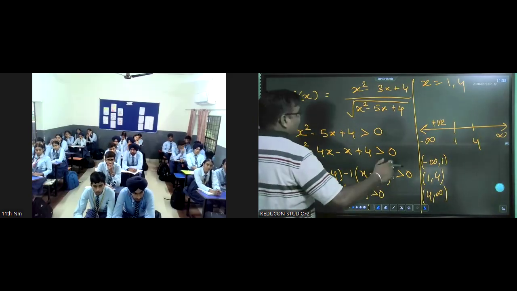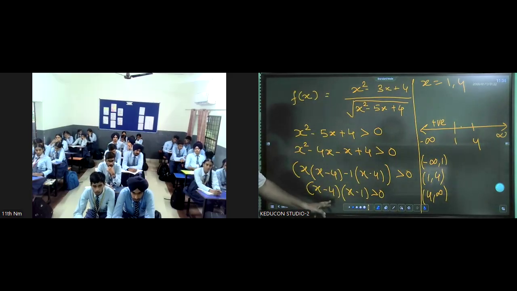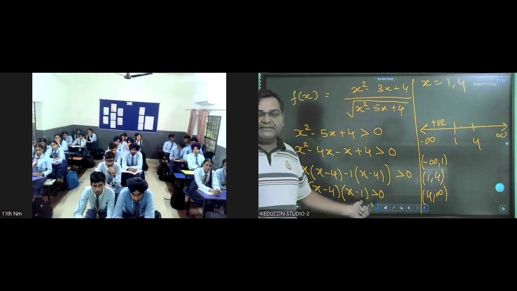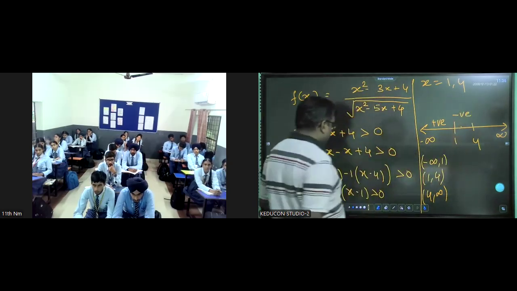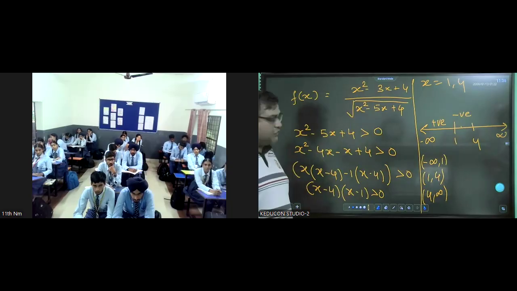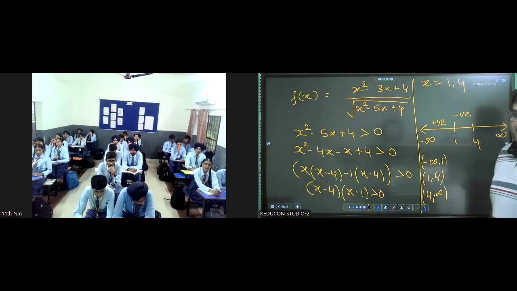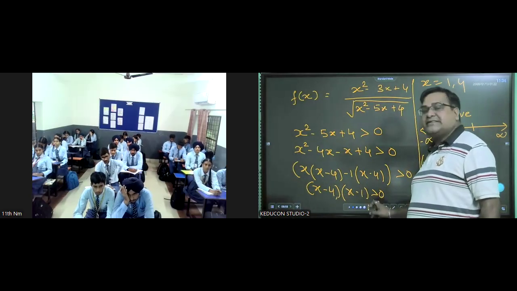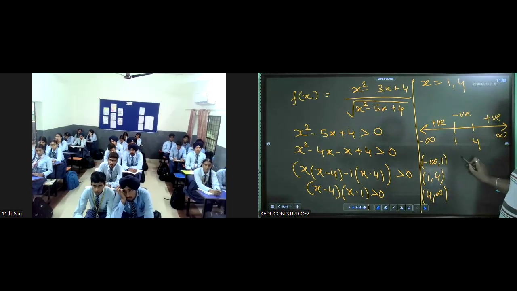Now, if you put anything between 1 and 4, let's say you put 2. 2 minus 4 is minus 2, 2 minus 1 is positive 1. So negative into positive is negative. So this interval is negative. Now come to the third interval, greater than 4. If you put anything greater than 4, let's say 5. So 5 minus 4 is positive, 5 minus 1 is positive, positive into positive is positive. So this is also positive. So this is positive, negative, positive. What do we require?